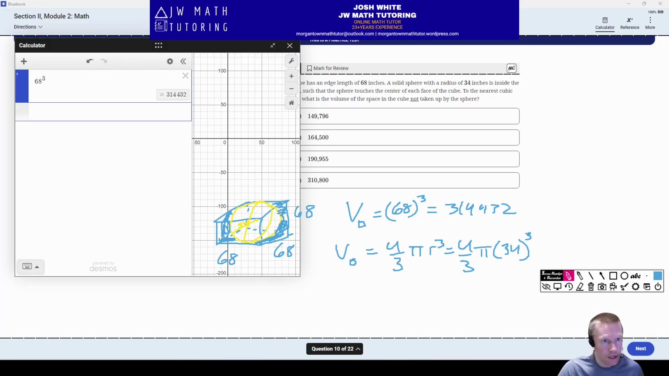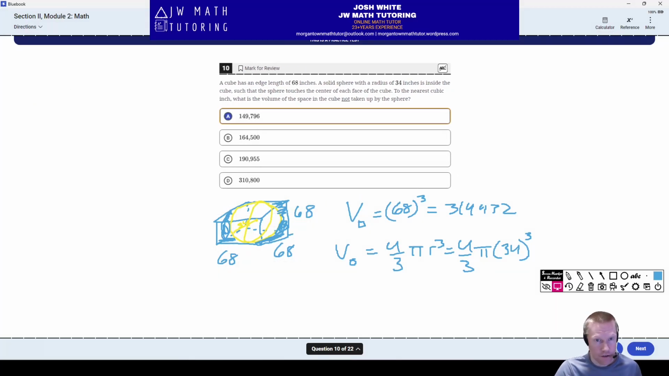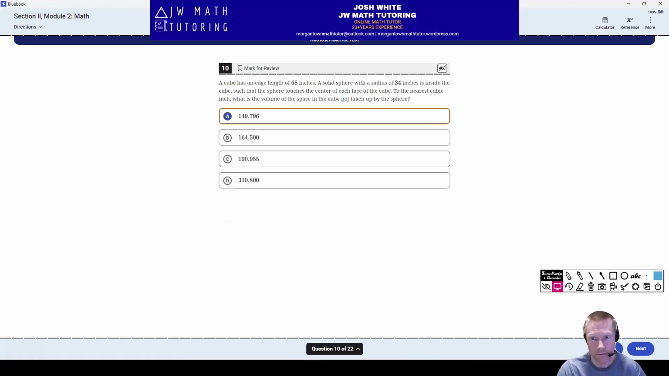And what I can actually do now in Desmos is just do the whole thing in one step. So this is my cube volume, and then I'm going to subtract 4/3 pi 34 cubed. Okay, what do I get? 149,795.789. Okay, that is clearly closest to letter A, 149,796. So the correct answer for this one is just going to be letter A.